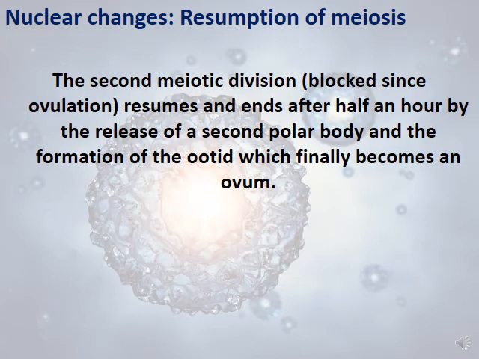The second change is the resumption of meiosis. The second meiotic division, blocked since ovulation, will resume and end after an hour with the release of the second polar body, as we studied before, and the formation of the oocyte, which finally becomes an ovum.